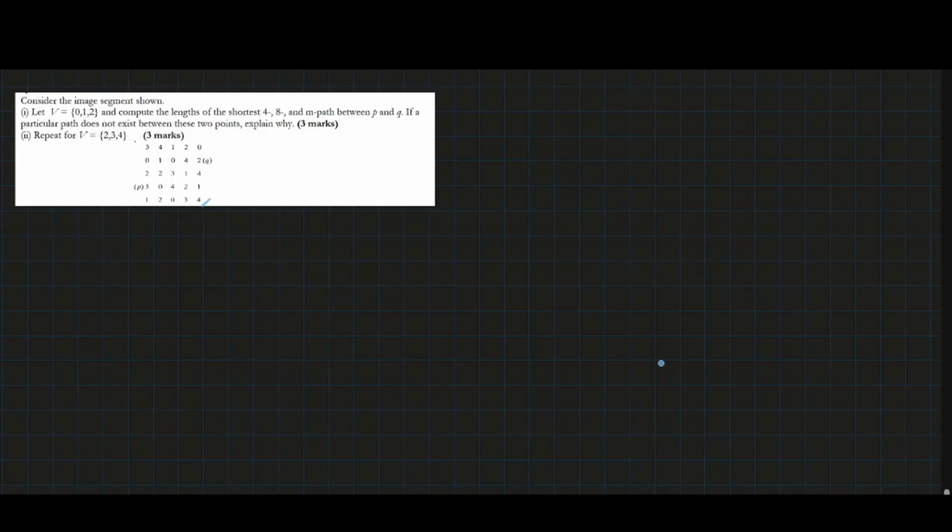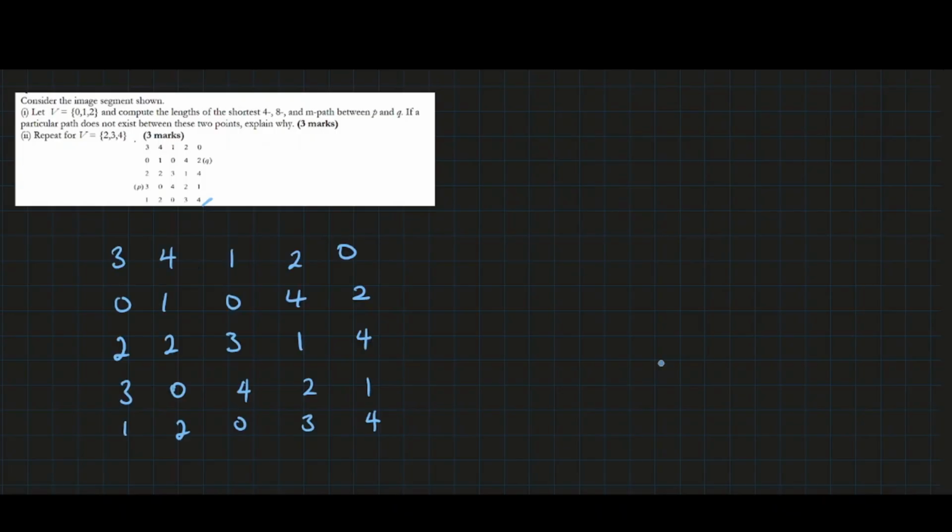So we're given this matrix. I'm just going to write it quickly. So now this is the path. For the first one, with the set V equal to {0, 1, 2}, this is P and this is Q.